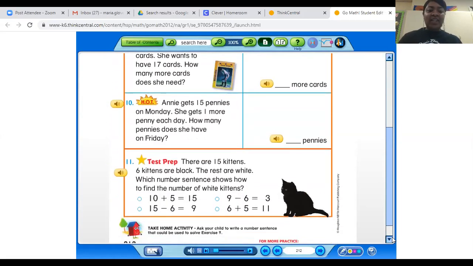And number 11 is our test prep. There are 15 kittens. 6 kittens are black. The rest are white. Which number sentence shows how to find the number of white kittens? All right, make sure that you do that one and that you bubble in nice and neat.